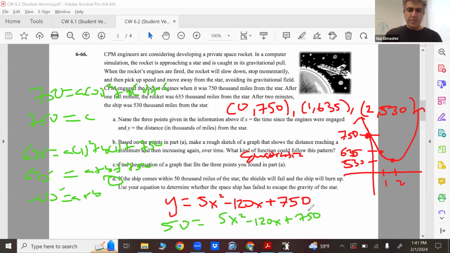They're asking, if the ship comes within 50,000 miles of the star, the shields will fail and the ship will burn up. So we could determine whether the spaceship has failed to escape. Well, let's solve for x first. I'm not sure what we expect for x, but let's solve it. So I'm going to do this: 5x squared minus 120x plus 700.